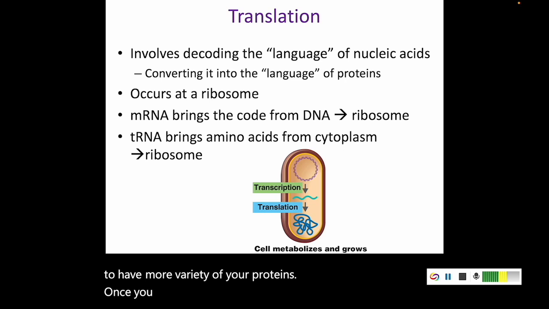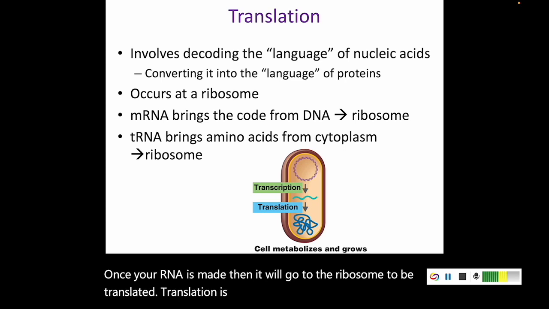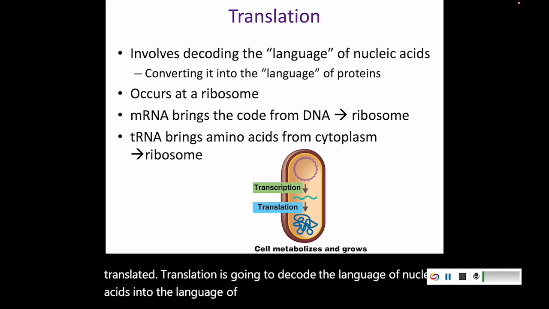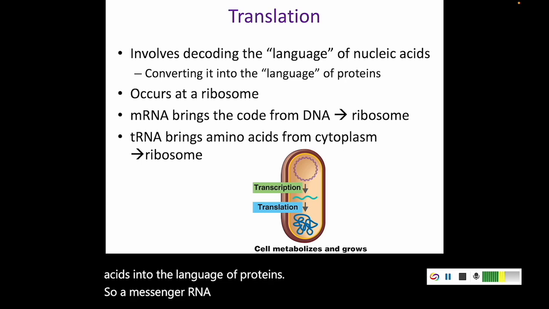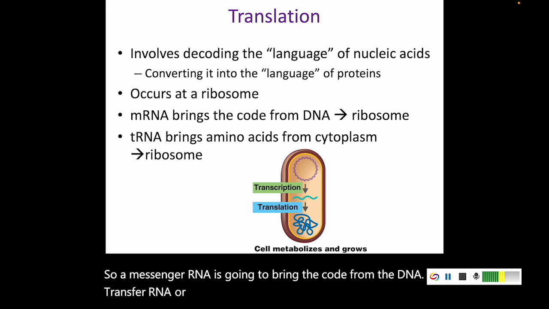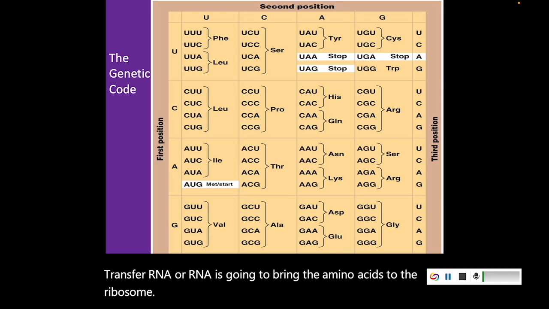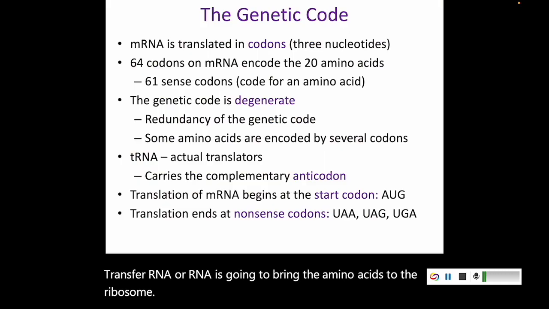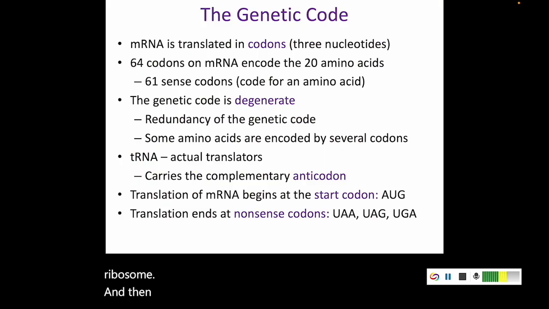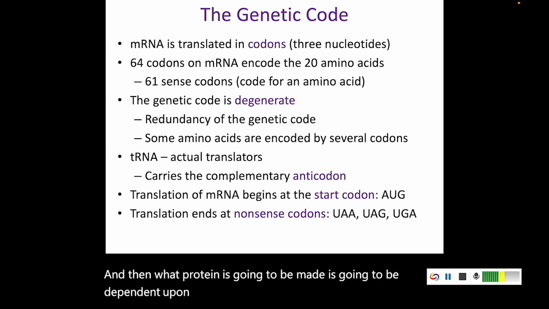Once your RNA is made, then it will go to the ribosome to be translated. Translation is going to decode the language of nucleic acids into the language of proteins. So messenger RNA is going to bring the code from the DNA. Transfer RNA, or tRNA, is going to bring the amino acids to the ribosome. And then what protein is going to be made is going to be dependent upon the genetic code.